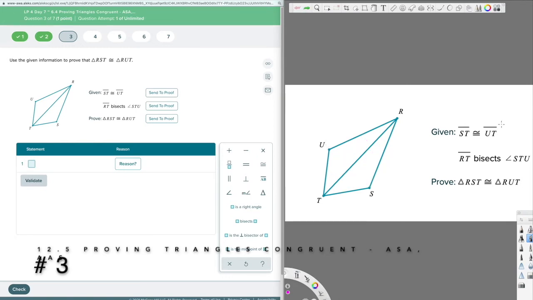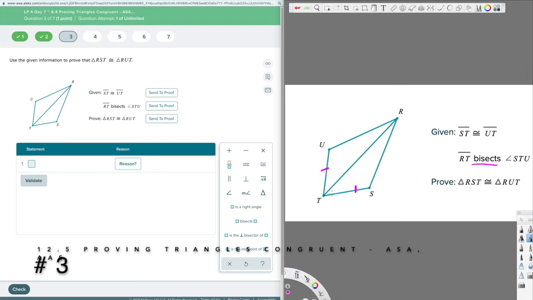So let's go ahead and look at the given information. I'm given that ST is congruent to UT. So we have the two bottom here. And then RT bisects angle STU. I'm given this word. I'm going to have to define that word. As soon as I'm given a word, I have to define it.